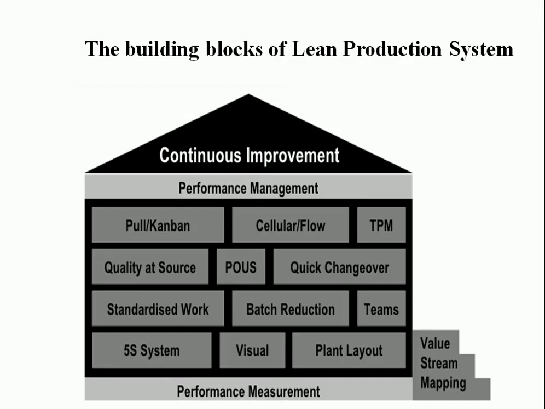In the next video, I will be explaining the building blocks of lean production system, which include Kanban, cellular flow, TPM, 5S system. Value stream mapping will be explained in the part 2 video. Also, along with that, OEE calculation and the single minute exchange of die will be explained in the next video.